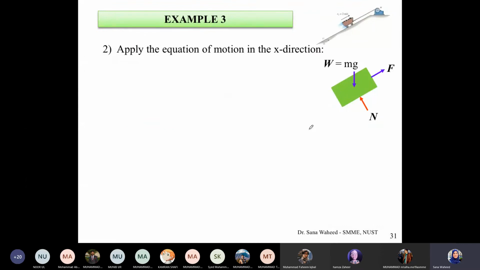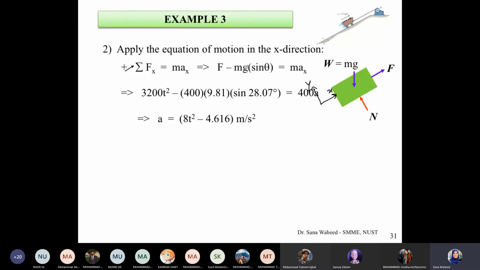Now that we've set up the components of weight in the x and the y direction, then I can just apply my equation of motion, that is my second law of motion, in the x direction. So if I do that, then I get, acting in the positive x direction, for the weight, I can see that it has a minus component, hence why minus mg sine theta, and this will be equal to max. If I solve this out, I get this expression for the acceleration.